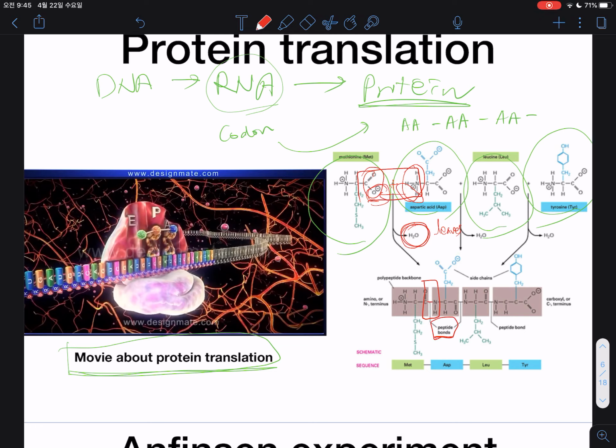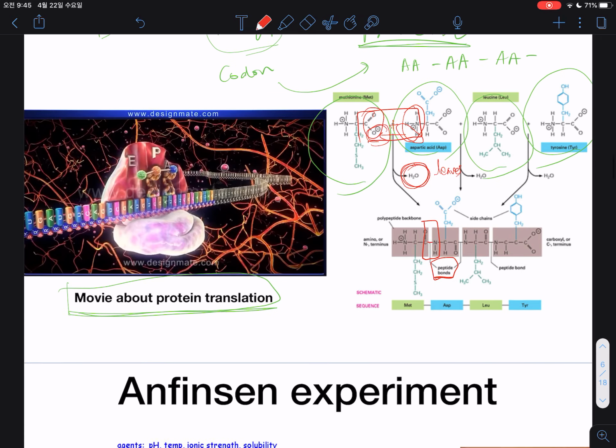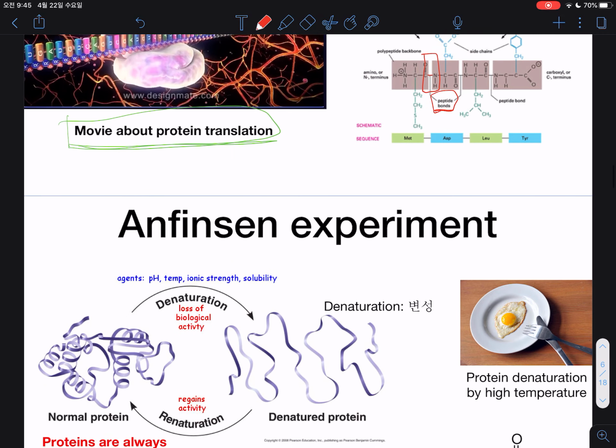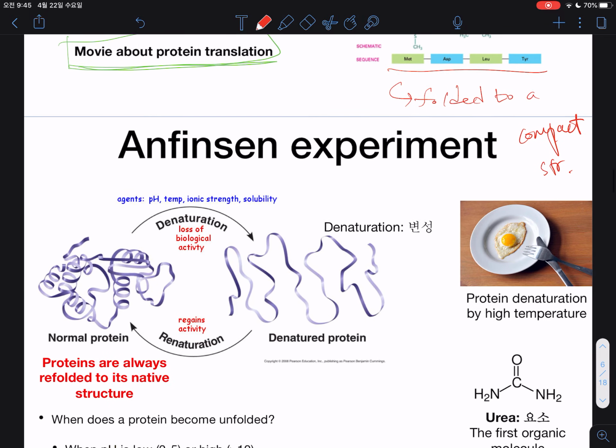Through these peptide bonds, amino acids form a long chain. This is how amino acids form a long protein. This is called a peptide chain. Once they form a chain, they are folded into a compact structure.